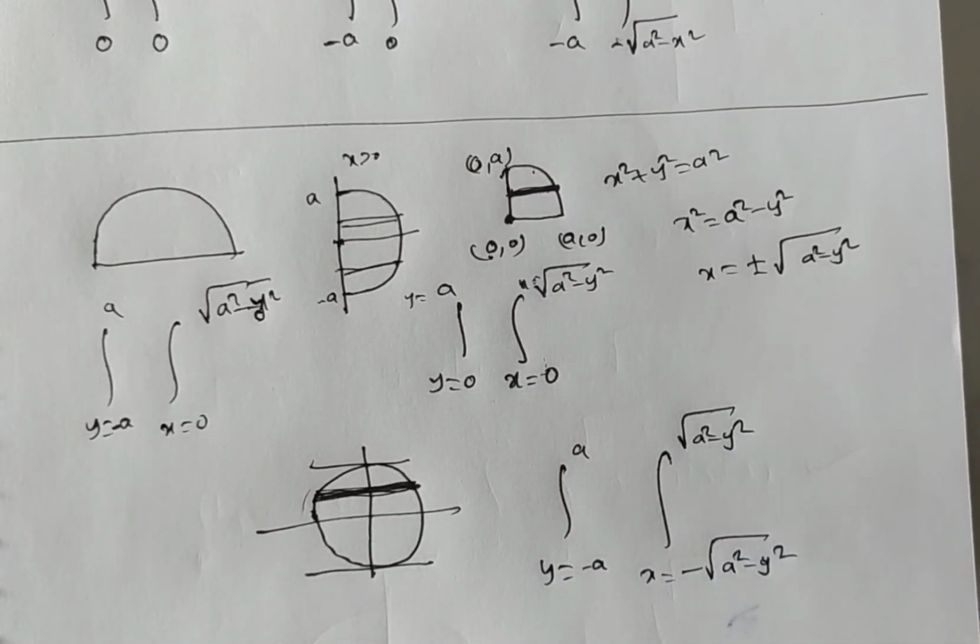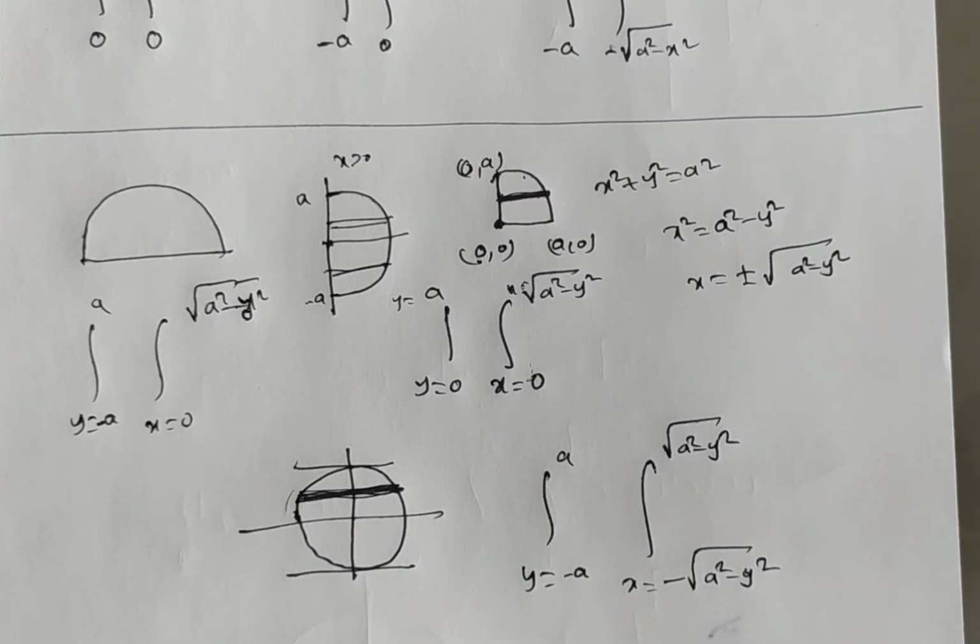I think you understood clearly how to evaluate the limits for the given circle in the first quadrant, the upper half of the circle, and the full circle. Based on this, I will solve another one also. Please watch this video completely, then you can understand the limits of the circle or any region very easily.